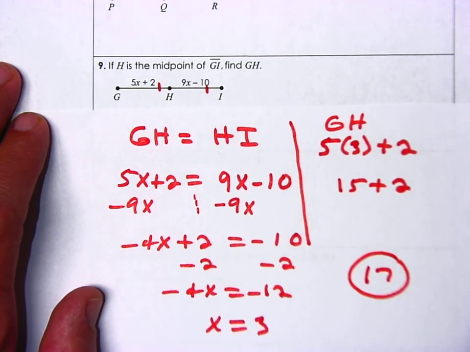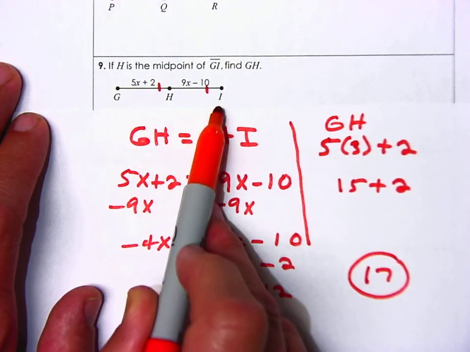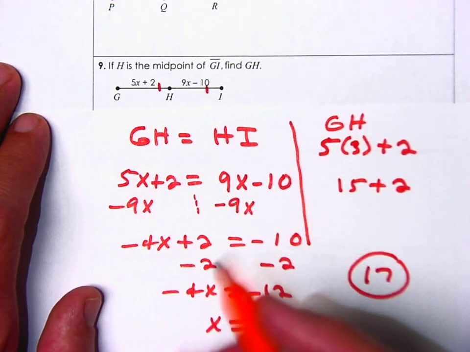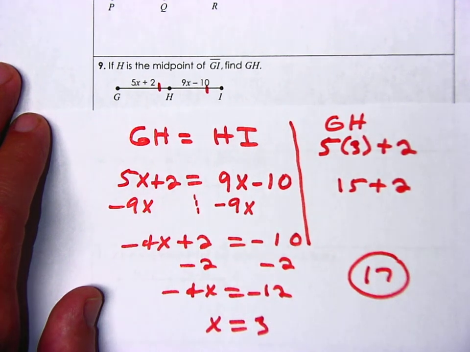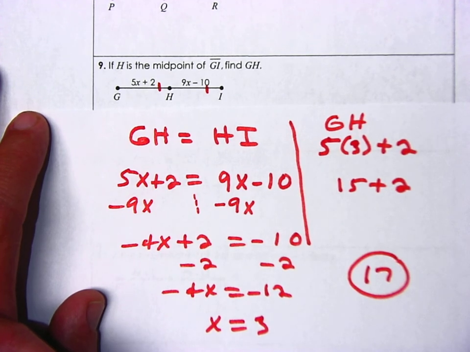And yes, you're right, I just heard someone say that. GH is 17 and HI is 17. So if you were to add those together, the whole length of GI would be 34. But they just wanted GH. Midpoint, the point in the middle, just like it sounds.